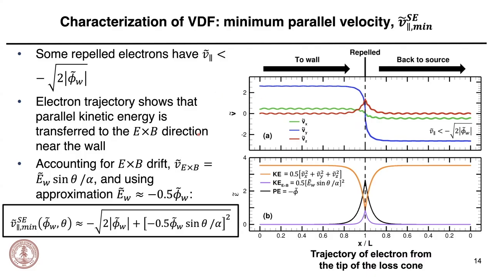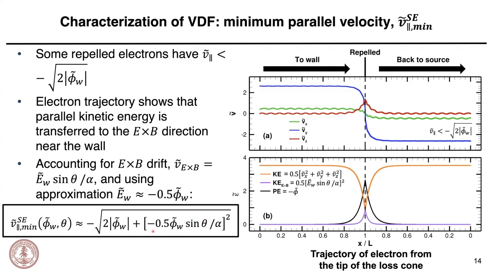And so that's how come we were able to see before a tip of the cone that could go beyond what the potential energy is of the sheath. It's because we have this E cross B drift velocity that is creating this effect here. And so that's how we're able to essentially get an expression for what that minimum parallel velocity is. Partially due to this first term, of course, the potential of the sheath, and then the second term is an approximation of that E cross B drift velocity at the wall. So yeah, these are potentials, phi W's potentials at the wall.